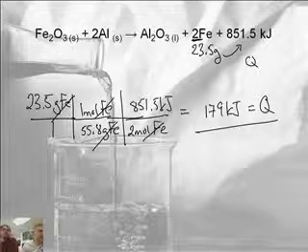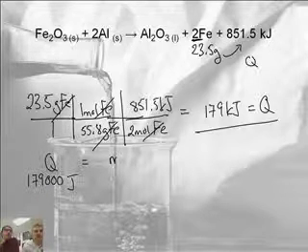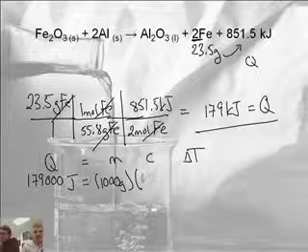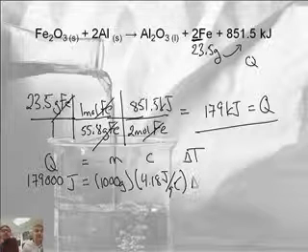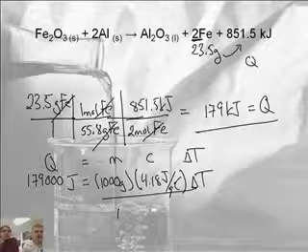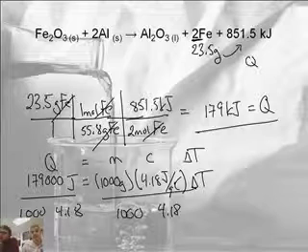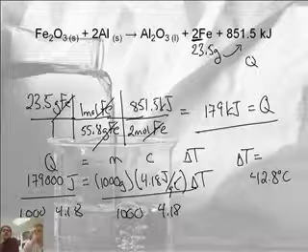The problem is that's in kilojoules. Yeah, we need it in joules. So I'm going to say 179,000 joules. That's my Q, right? Is equal to MC delta T. My mass, if you recall, was 1,000 grams. The C is still that 4.18 joules per gram degrees Celsius times delta T. Now we divide both sides by 1,000 and 4.18. And we get an answer. We get 42.8. So it's 42.8 degrees Celsius.